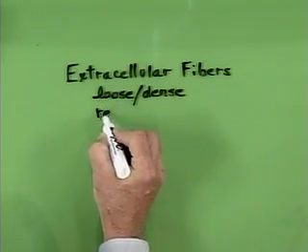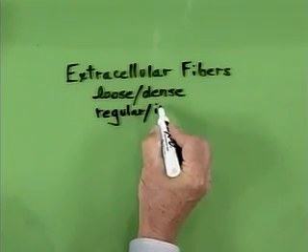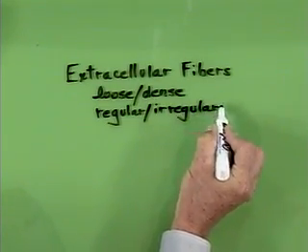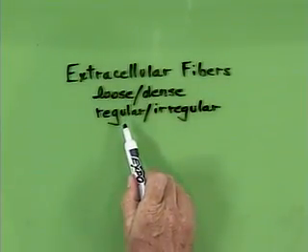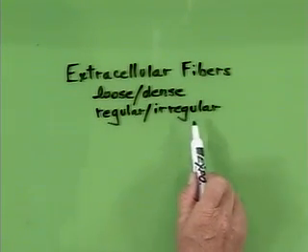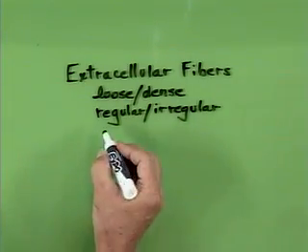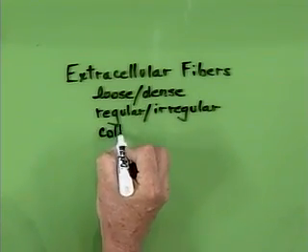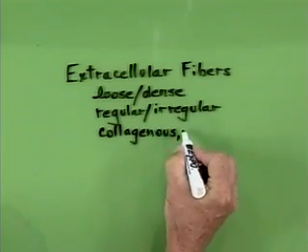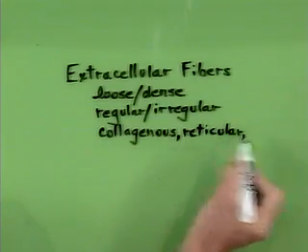The fibers also are classified as regular or irregular. And what we mean here, regular simply means that the fibers are parallel with each other. They're all running the same direction. And irregular, they're running different directions. Finally, we see terms like collagenous, reticular, and elastic.